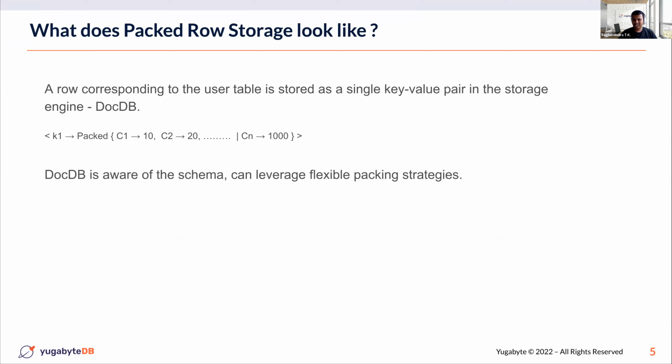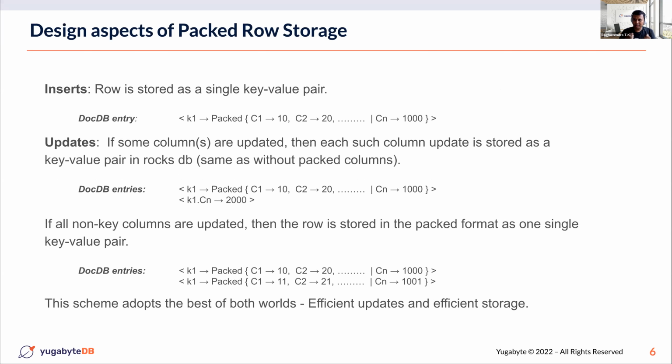So how would the packed row storage format look? It would look similar to the UDT scheme that I talked about. Basically, one user row is stored as a single key-value pair in the storage engine in DocDB. So you have the primary key and all the non-key columns packed together. This is similar to all of the packed row storage formats in various other storage systems. The subtle difference between UDTs and packed columns is that the DocDB layer, or the storage layer, is actually aware of the schema and is aware of the presence of the individual columns, even though they're packed together in the single row. So with this, we have the best of both worlds. I'll talk about that in just a minute, in terms of what benefits the packed row storage format in DocDB provides.